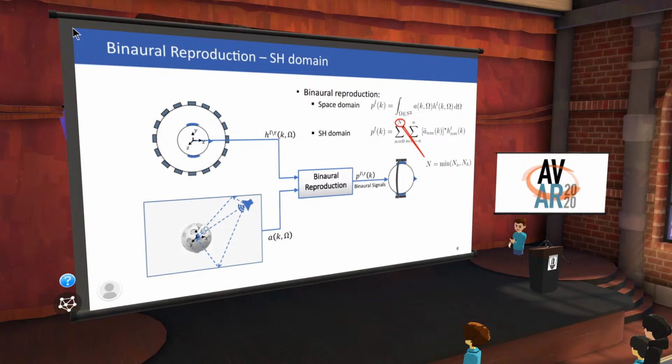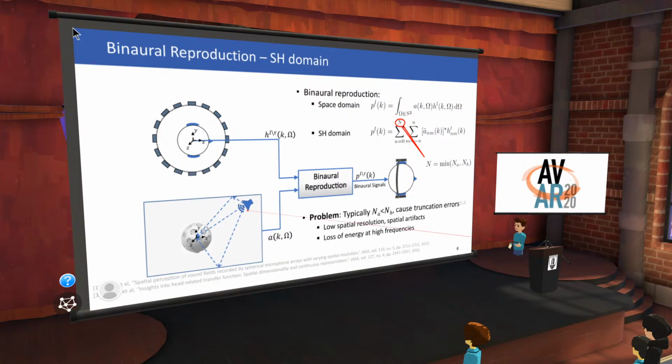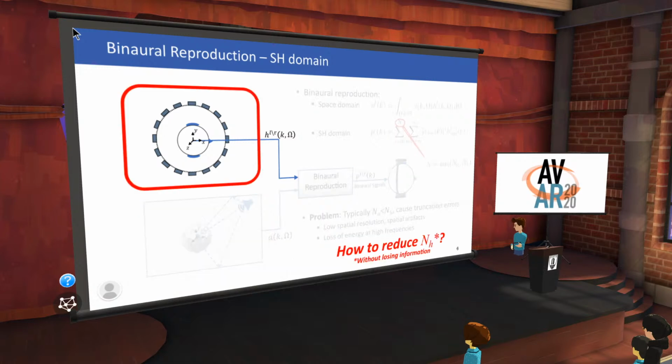The problem is that typically the sound field order is limited, coming from microphone array recordings or even from simulations, for other reasons. And the HRTF is known to be of high Spherical-Harmonics order. So this causes a truncation error that affects directly the spatial perception. It's been shown to reduce the spatial resolution, cause spatial artifacts, and also loss of energy at high frequency. So the first question is, how can we reduce the order of the HRTF without losing information?